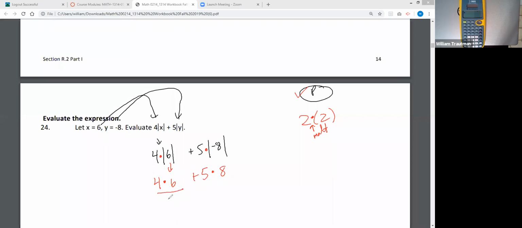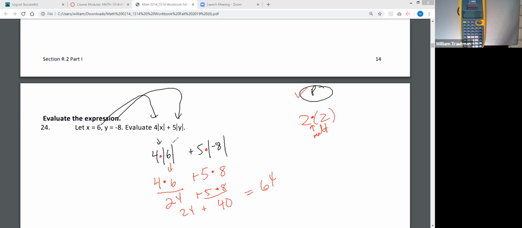You do the multiply first. And then you do the next multiply. You don't add yet. You do the next multiply. 5 times 8 is 40. And then you add those two. 24 plus 40 is 64. So our final answer here is 64.